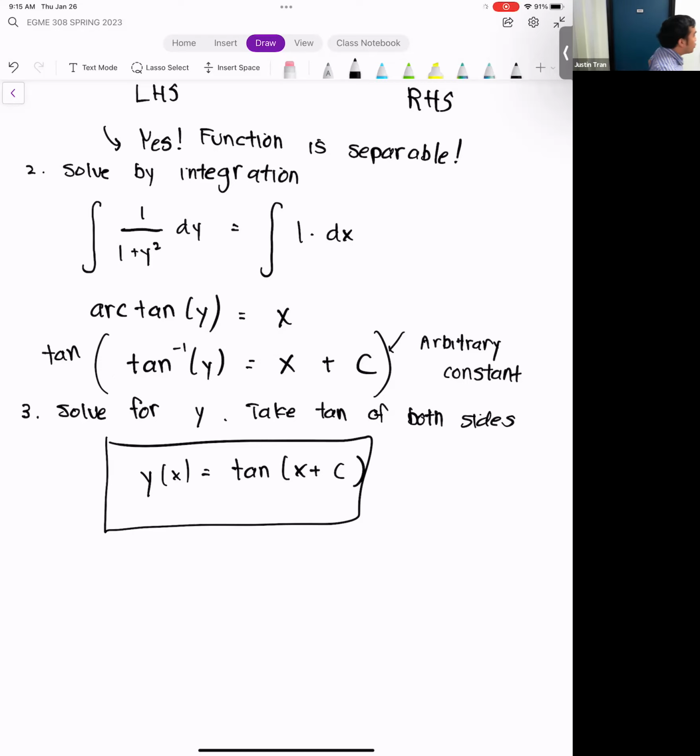All right. Any questions on this example here? Yeah. This is the general solution? This is the general solution, correct.